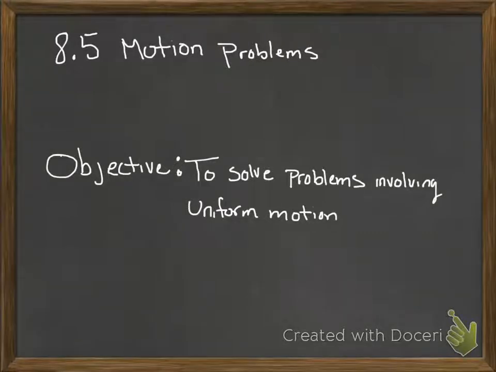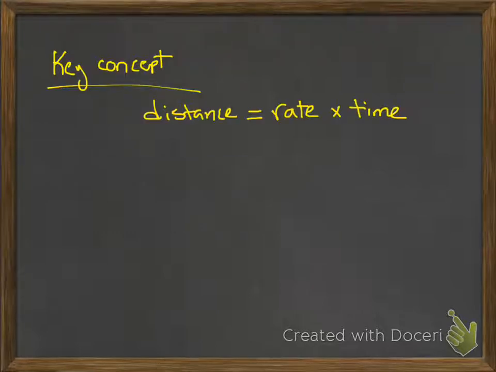8.5 is motion problems. So to solve these problems, we're going to solve problems involving uniform motion. And when I talk about motion, we're talking about distance and rate. Our big thing that we want to remember, a key concept, is distance equals rate times time. That's always going to be denoted by d = rt, which we can write in many different ways. r is equal to distance divided by time. That's how we get our rate.